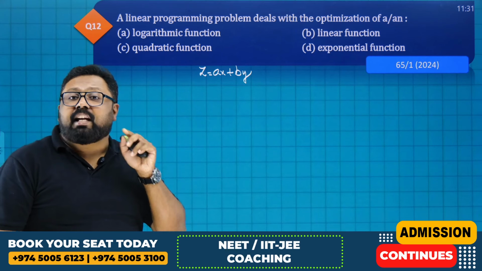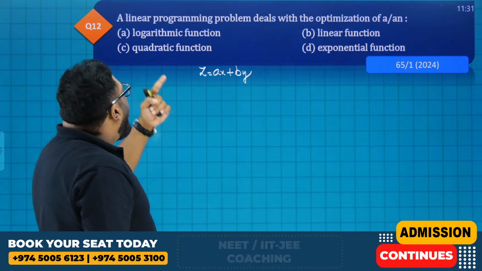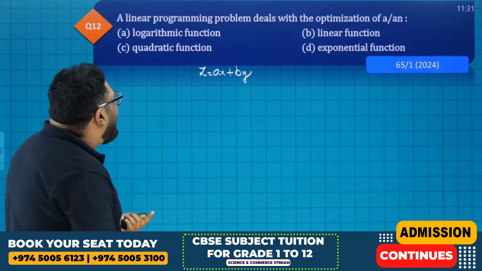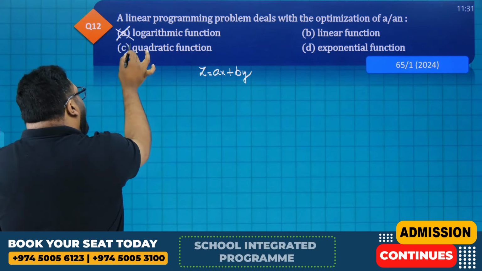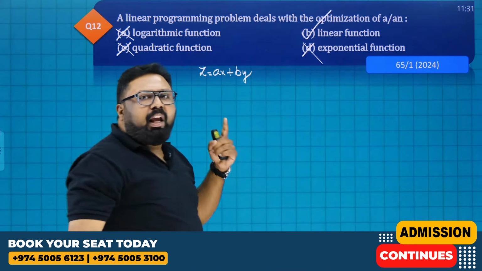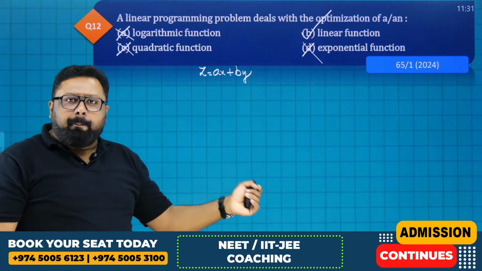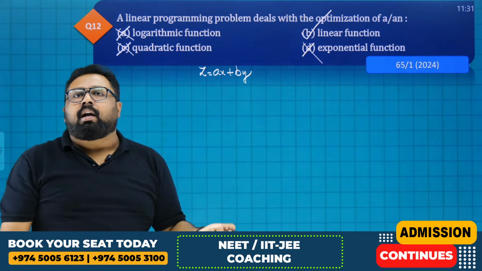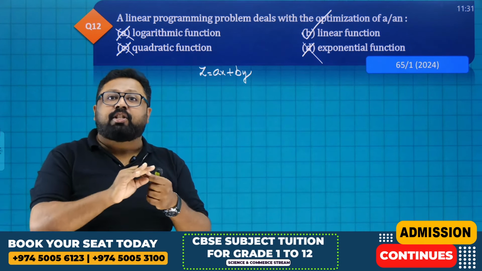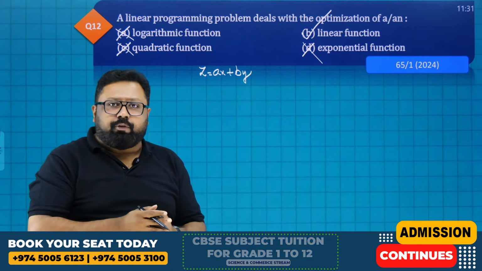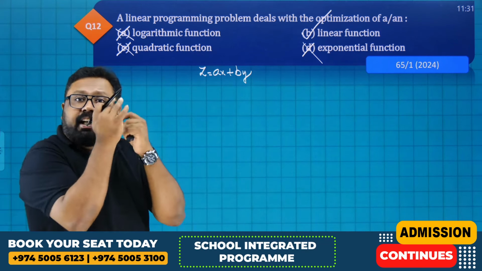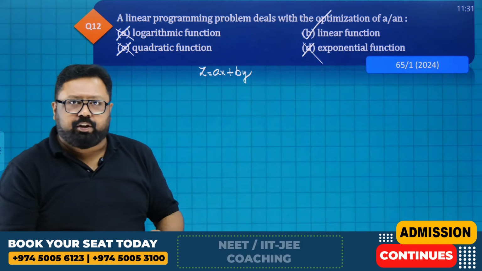A graphical method with XY plane in 2 variables, and our linear programming problem deals with the optimization of not logarithmic, not quadratic, not exponential, linear function. Please be careful. It's a one-word answer. LPP is always designed on linear equations. Because in 12th standard, we have only a graphical method by drawing straight lines to find out the solution of an LPP. So our LPP problem deals with the optimization of an objective function, which is also a linear function.